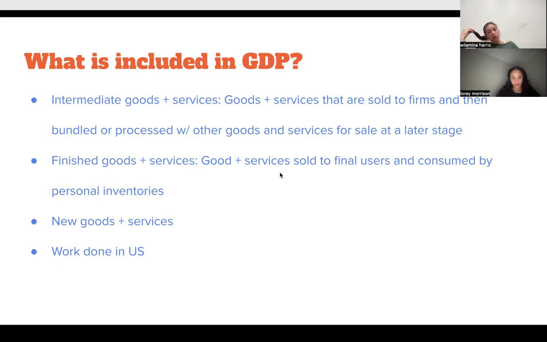And then new goods and services. Only new goods and services are included in GDP. So if a house was built in 2005 and sold in 2023, it would not be included in the 2023 GDP. But if a house was built in 2023 and we're doing the GDP for 2023 and that house is sold, it would be included in GDP because it was built that year. Same thing for cars. Purchases of used cars are not included in GDP, but purchases of new cars are.